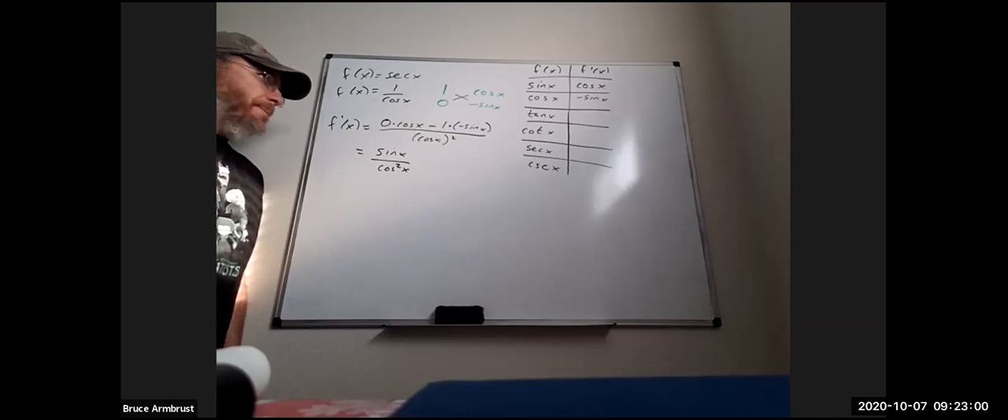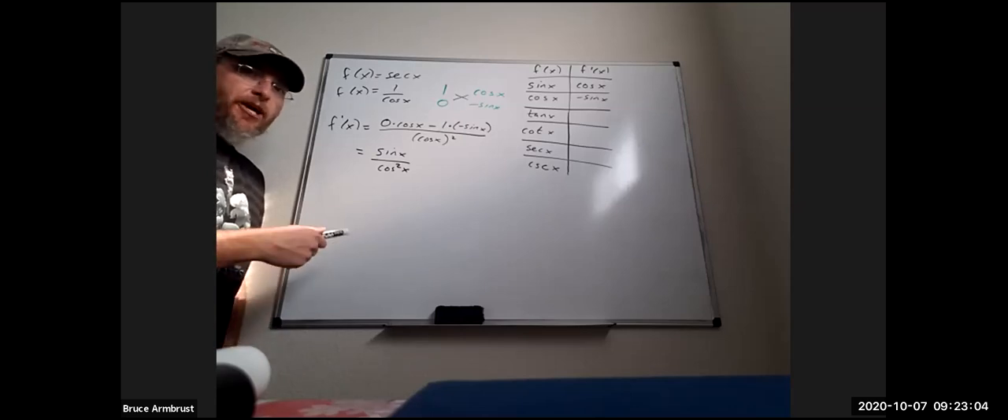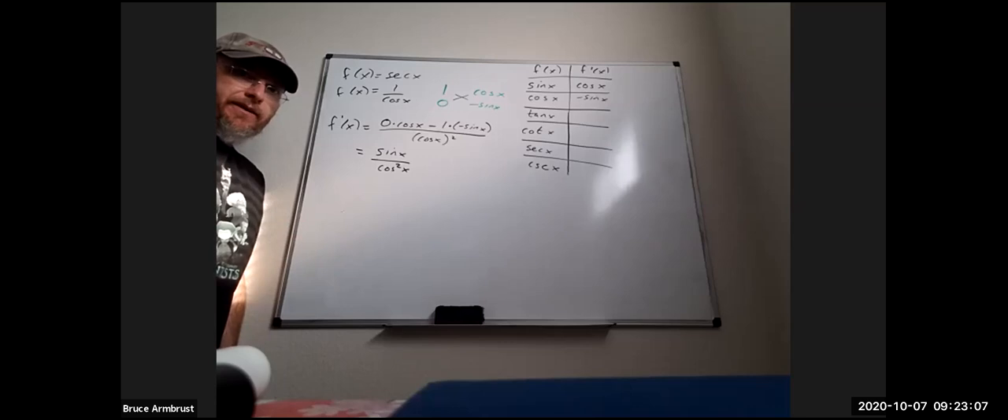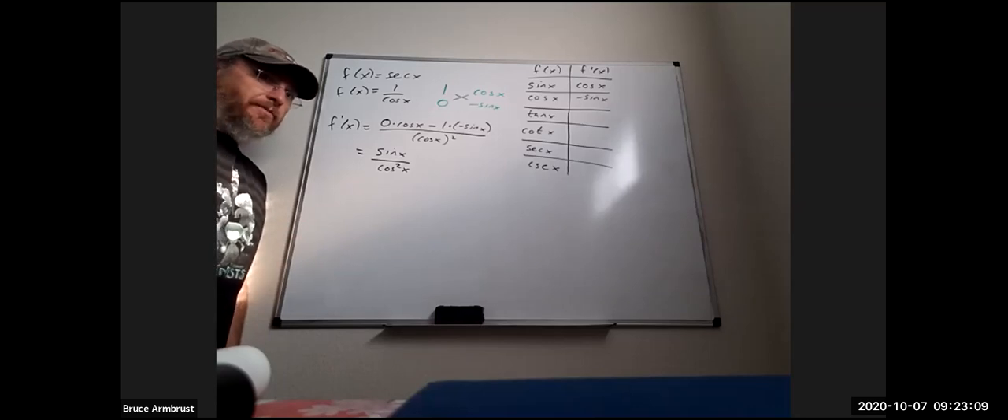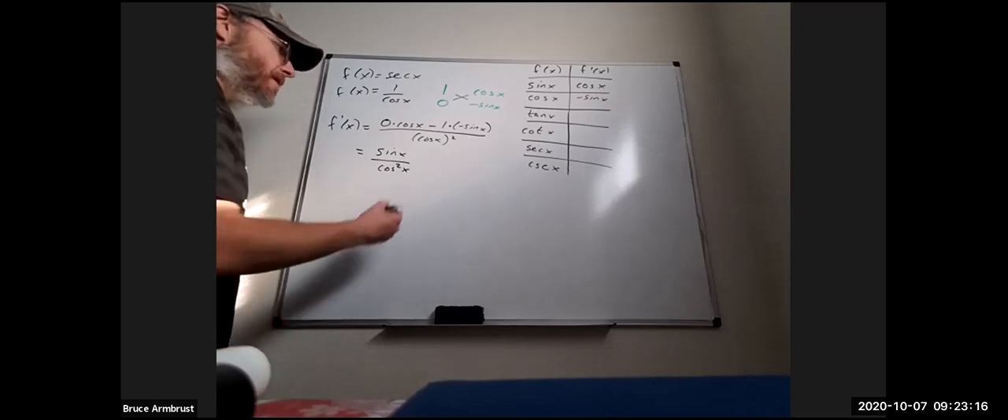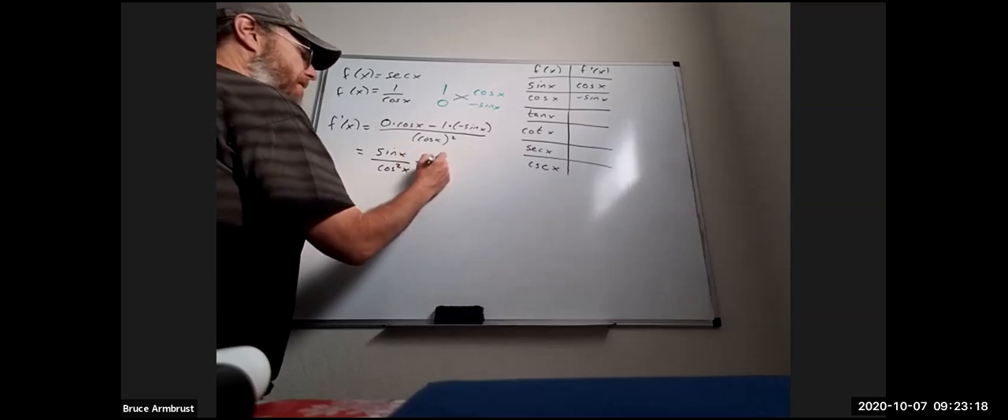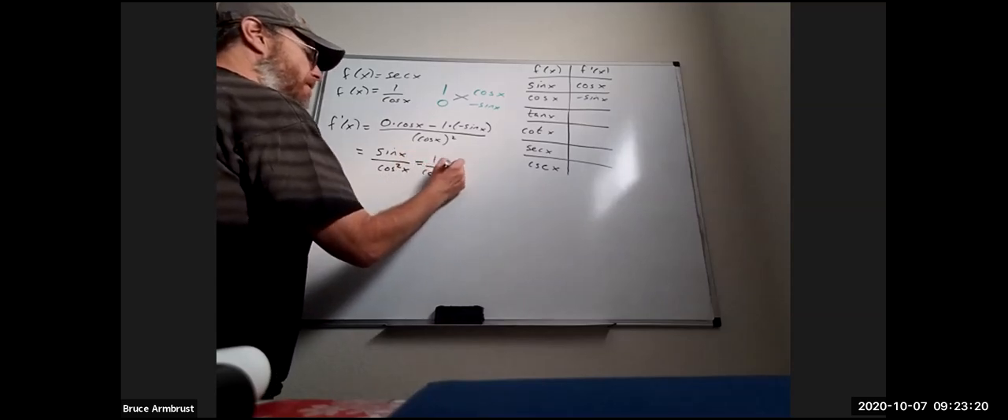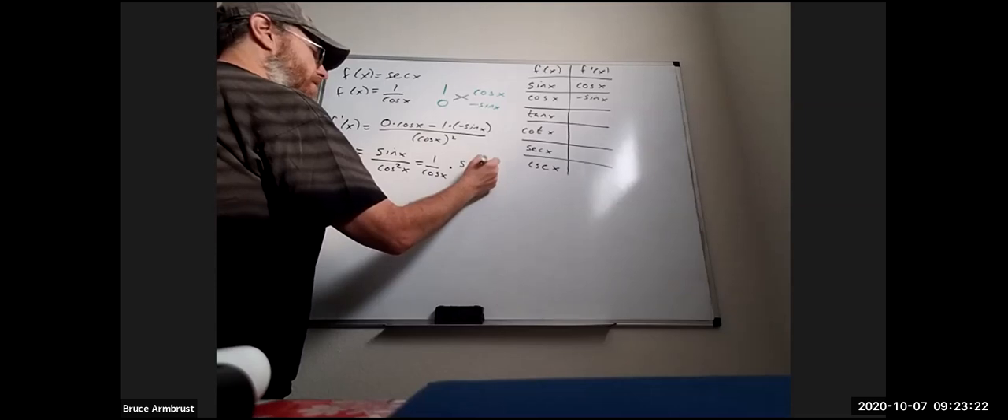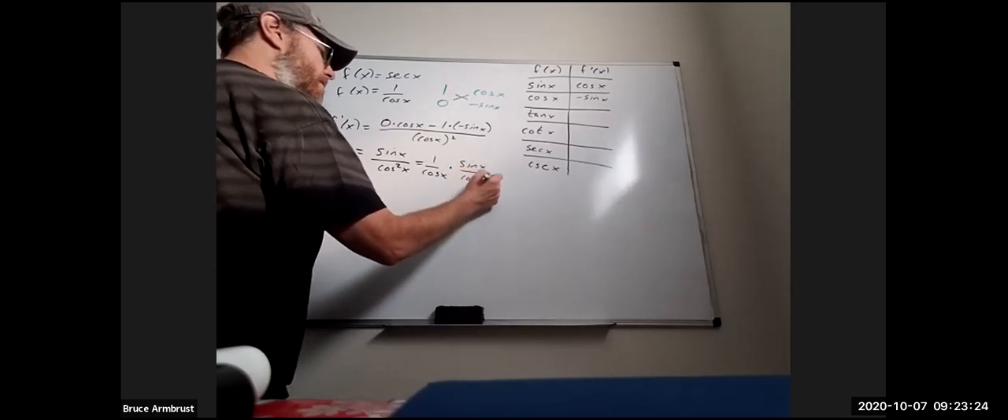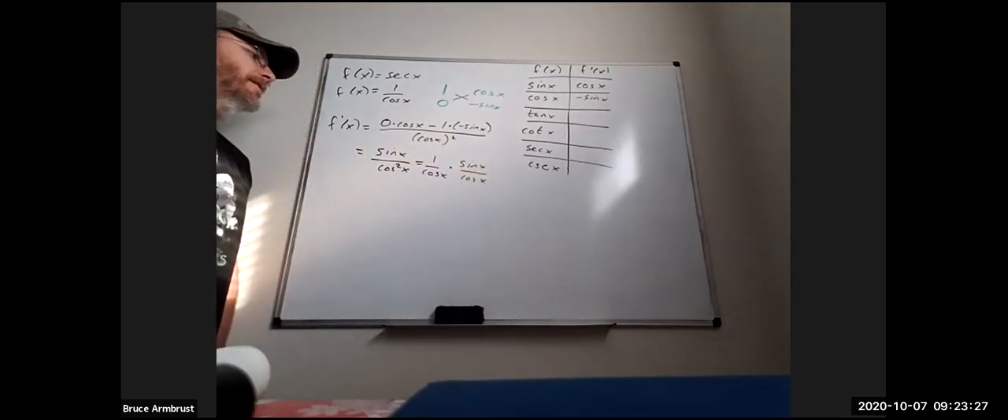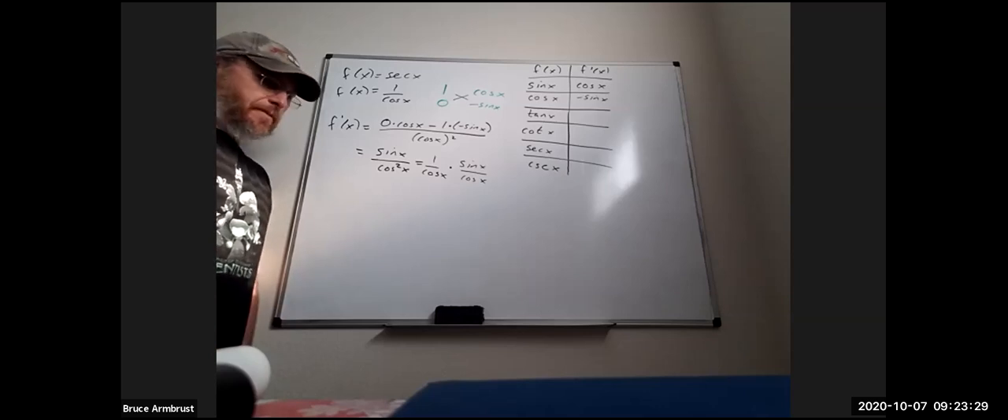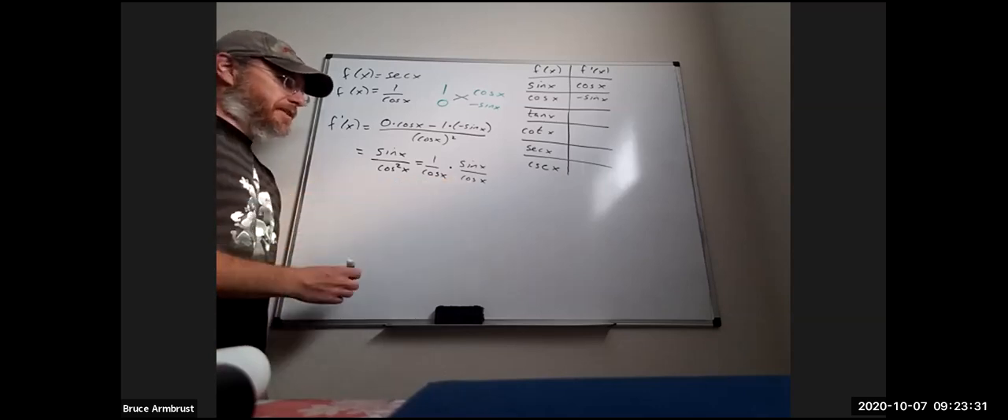All right, so there is the derivative of secant, but you'll never see it written this way. What we end up doing with this one is we turn it back into the other trig functions. So I'm going to split this. I'm going to make this 1 over cosine times sine over cosine. And each of these is another trig function.